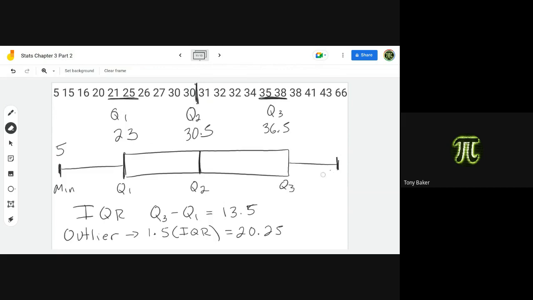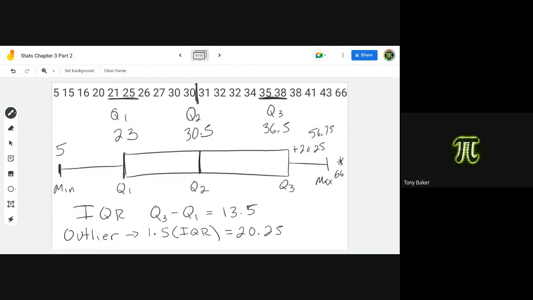So I do not need to actually claim that as my max. Wait, where did we get this from? We added the 20.25 to my Q3. Oh, right. So my max is going to be 56.75. And then I put a star at 66 because that's an outlier.